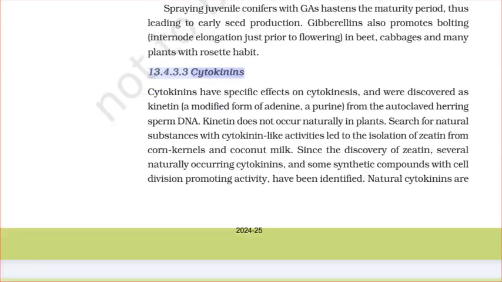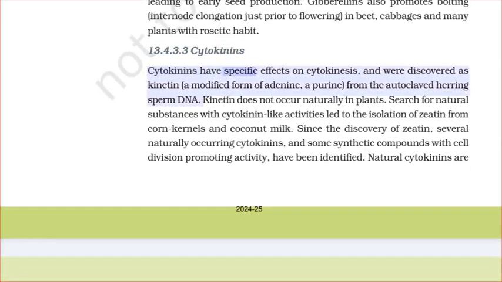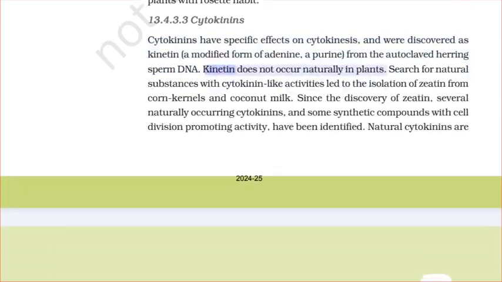13.4.3.3 Cytokinins. Cytokinins have specific effects on cytokinesis and were discovered as kinetin, a modified form of adenine, a purine, from the autoclaved herring sperm DNA. Kinetin does not occur naturally in plants. Search for natural substances with cytokinin-like activities led to the isolation of zeatin from corn kernels and coconut milk.